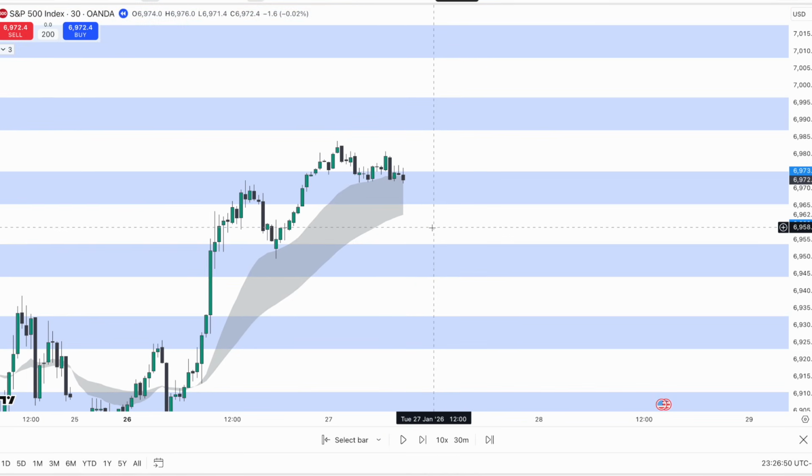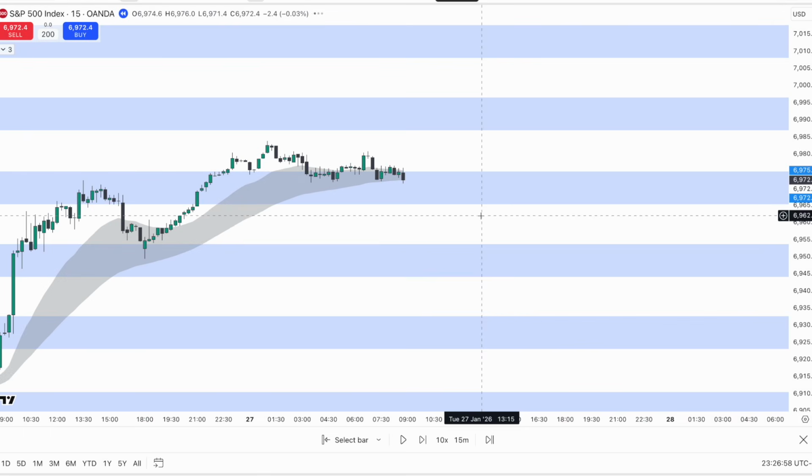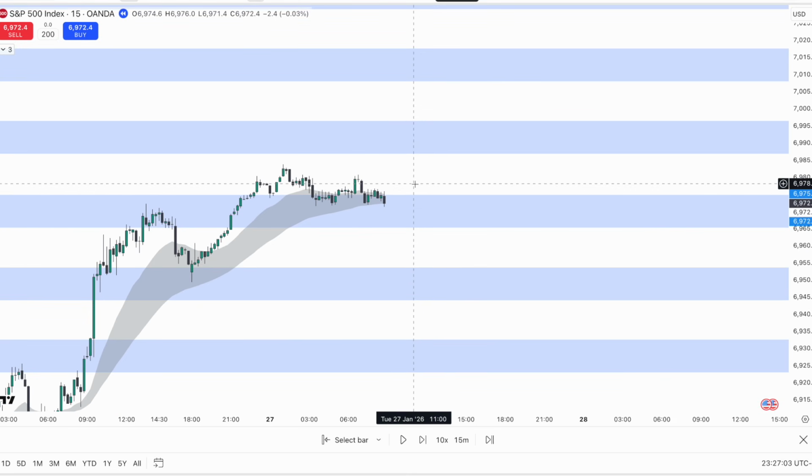That may or may not mean something because it could just be a consolidation, but nevertheless our bias on the 30 is bullish. If we drop down to the 15, it gets a little more flat, which is interesting. It doesn't necessarily take away from the bullish bias on the higher time frames, but it tells us that maybe short-term momentum is slowing down.